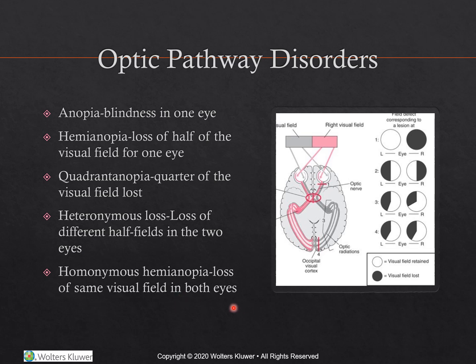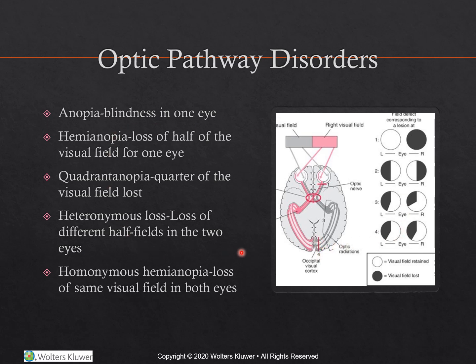So that might be something like what we see here. This would be, we lost the left visual field in one eye and the right visual field in another. So that would be like a heteronymous loss. And that's a lesion probably right here in that optic chiasm. A homonymous loss would be like what you see in number 4. That's about a quarter of visual field loss, but that loss is in the same visual field in both eyes. And that's associated with maybe a lesion here in the occipital visual cortex.